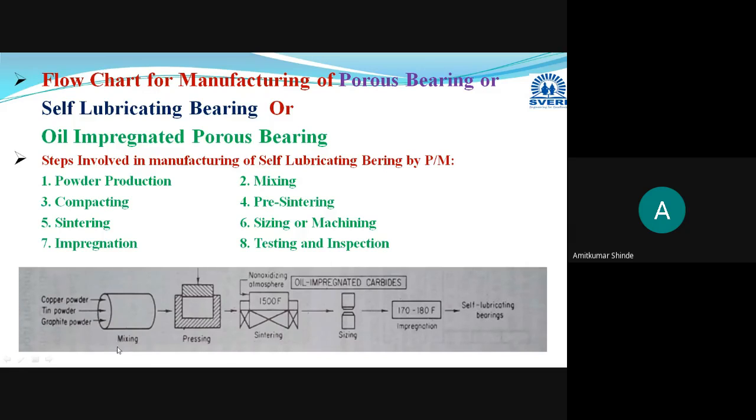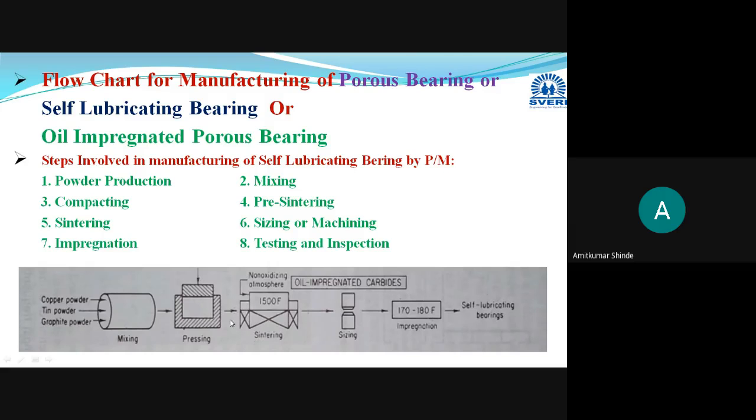Below that, you have to write the name and the powders used, along with whichever binders or lubricants you have added. Then after mixing, the next stage will be pressing. For the pressing stage, you have to indicate this symbol. This is the die cavity and this is the punch, and on that you are applying the pressure. This is the symbol for the pressing or compacting operation.